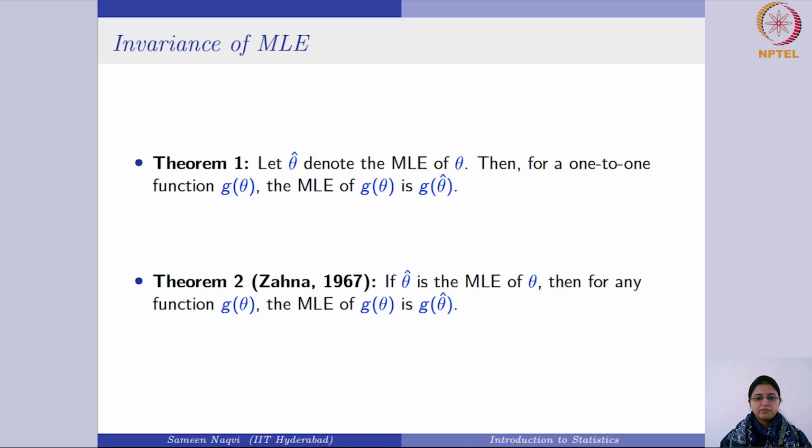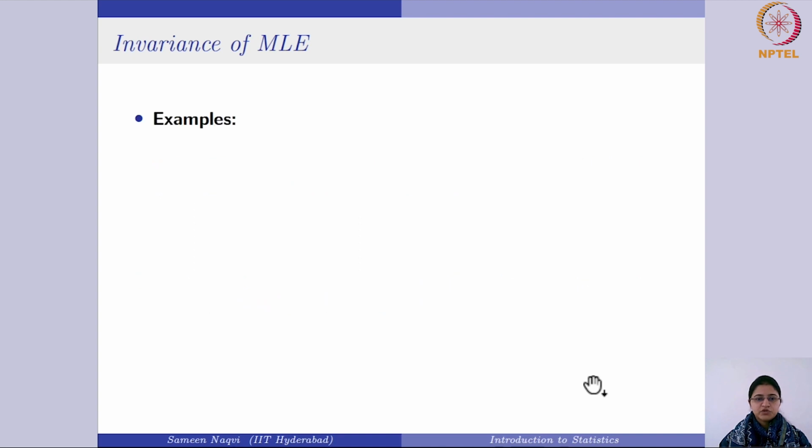So we have a very important result which was given by Zehna in 1967, which said that if theta hat is the MLE of theta, then for any function g theta, it should not necessarily be a one-to-one function, this result again would hold true. The MLE of g theta would be g theta hat. Okay, so using this, let us try to address the examples over here.